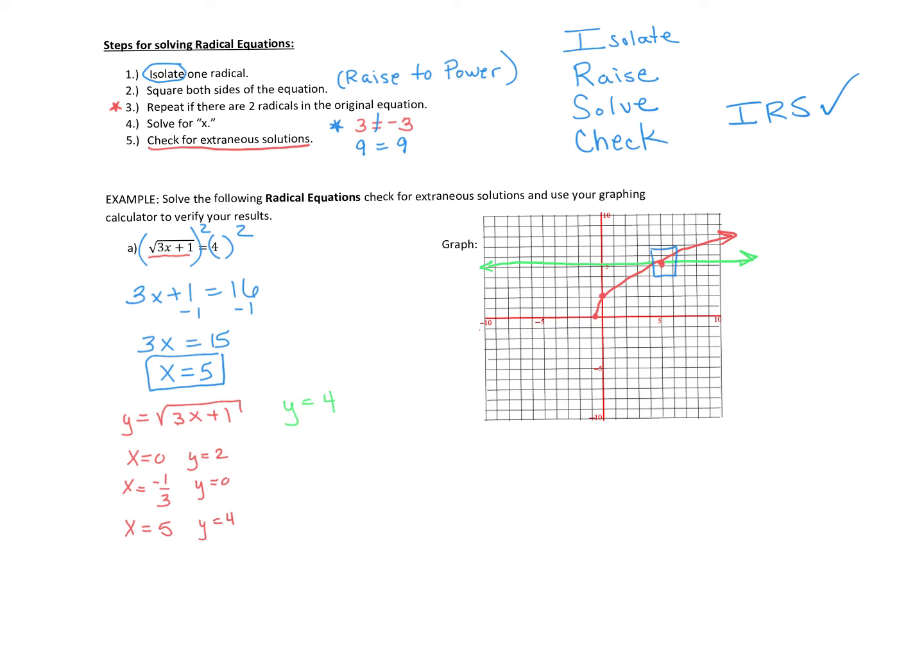Now don't forget that part of our process is to actually check our solution. So if we check in the original equation, the square root of 3x plus 1 equals 4, we notice if we plug in the 5, we get the square root of 16, which is in fact 4.